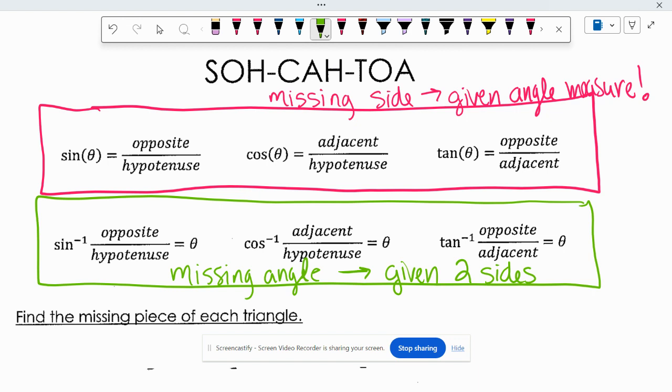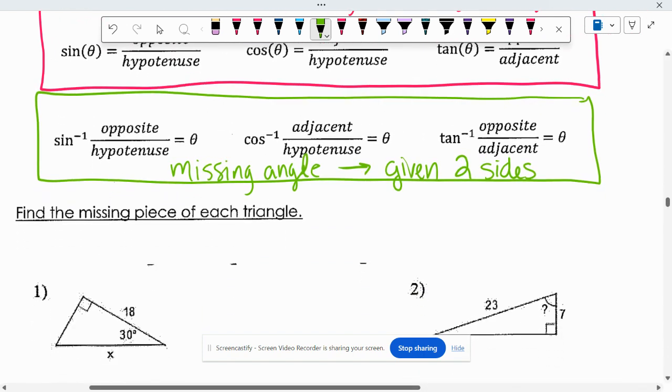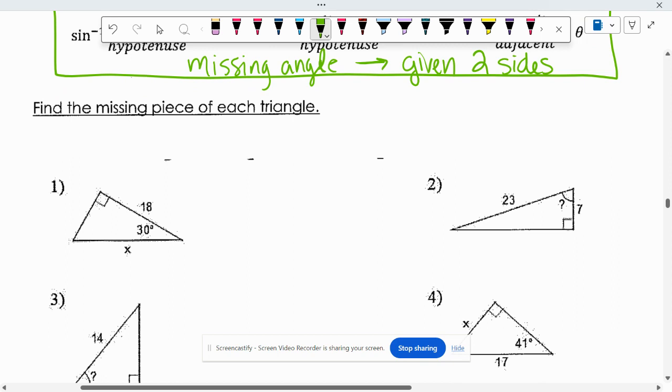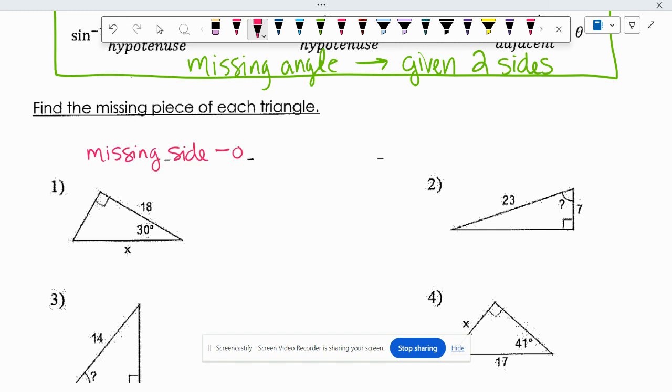Okay. All right. So we're going to find the missing piece in each triangle. So I'm going to set these up in such a way that we are going to, first of all, talk about it. Are we missing an angle or are we missing a side? Yes, we're missing a side. So we're using the original functions. Example number 2, we're missing an angle. So we use the inverse.